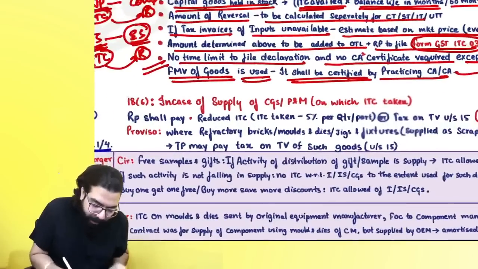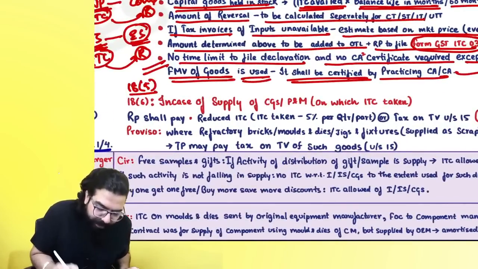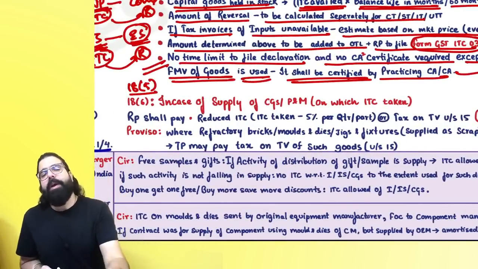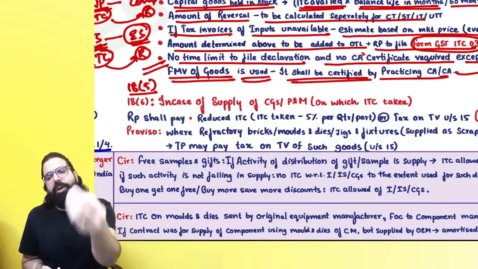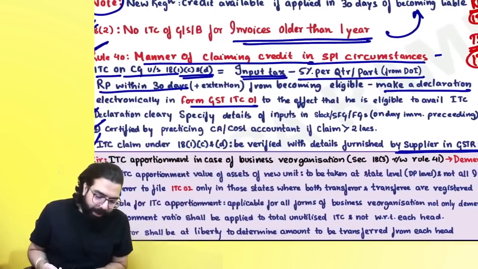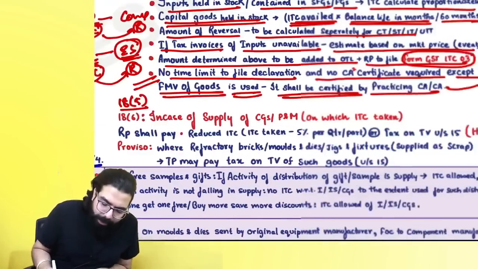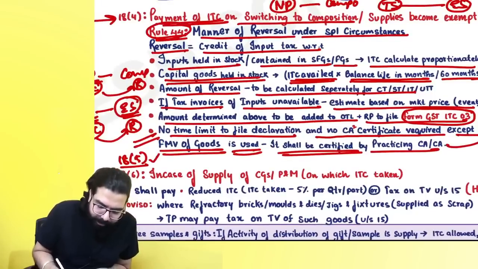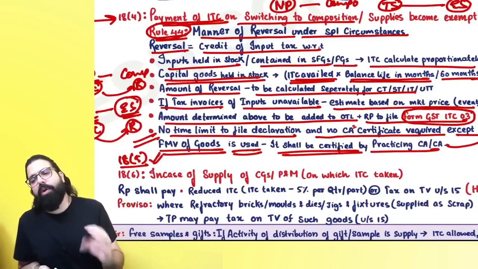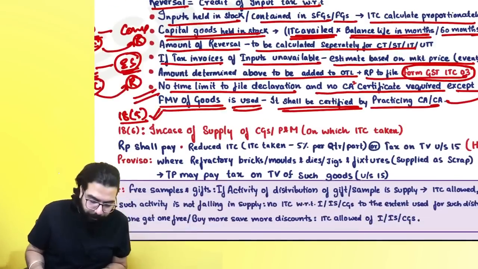Other than that, there is section 18.5. It says that whenever you are taking the credit or reversing the credit, please follow rule number 40 and rule number 44. Okay, sir, it is giving Gyan. So okay, we will follow rule number 40 and rule number 44. Done, sir. Point is clear.